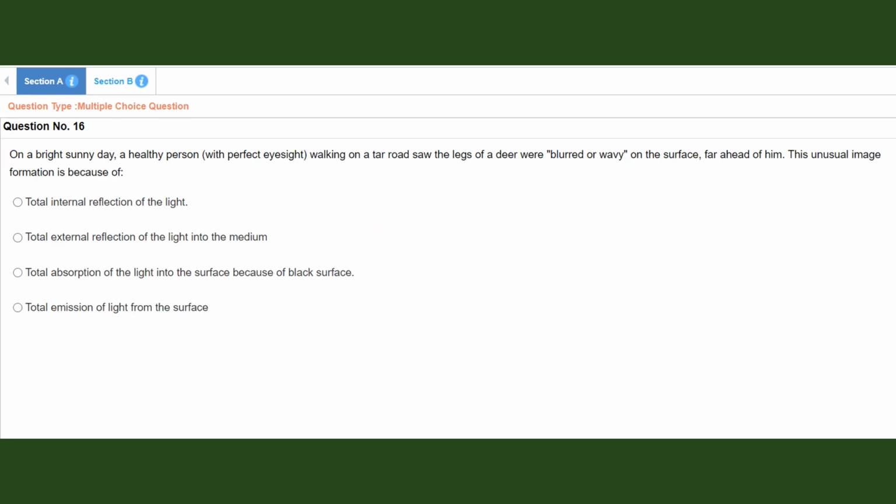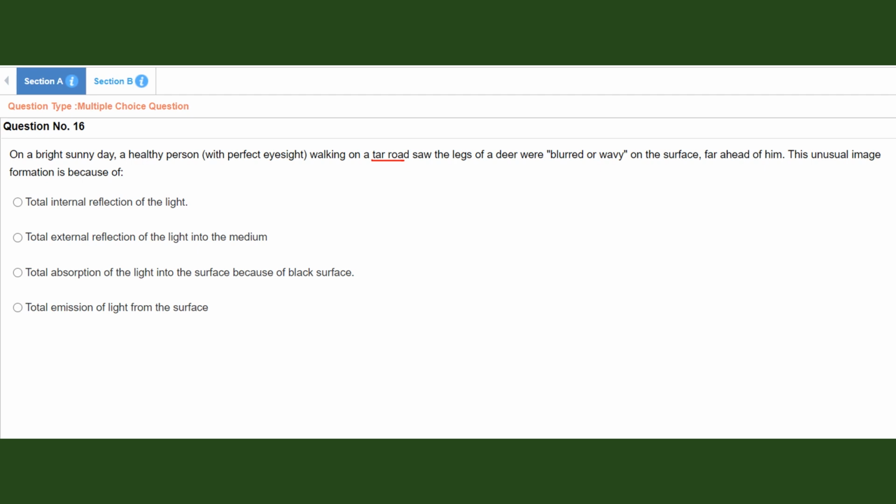Question number 16. On a bright sunny day, a healthy person with perfect eyesight walking on a tar road saw the legs of a deer blurred on the surface far ahead of him. And this unusual image formation is because of A. Total internal reflection of the light, B. Total external reflection of the light into the medium, C. Total absorption of the light into the surface because of the black surface, and D. Total emission of light from the surface.